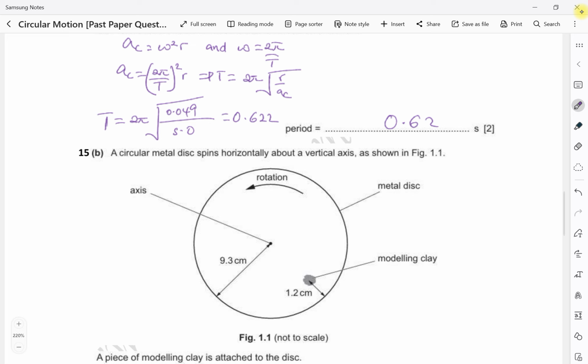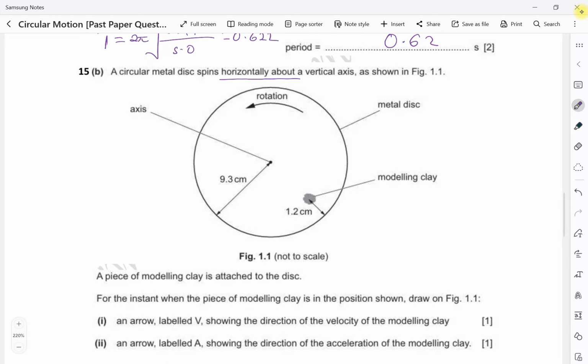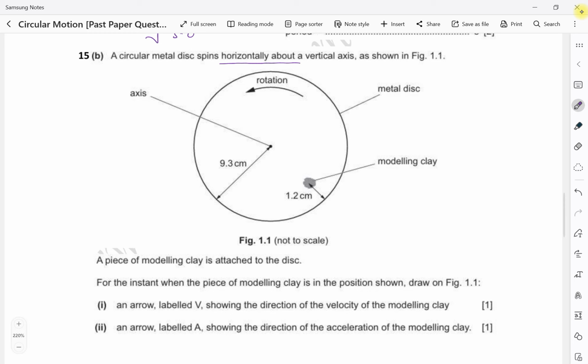Question 15. A circular metal disc spins horizontally about a vertical axis. A piece of modeling clay is attached to the disc. For the instant when the piece of modeling clay is in the position shown, draw on the figure 1.1 an arrow labeled V showing the direction of the velocity of the modeling clay, and an arrow labeled A showing the direction of the acceleration of the modeling clay.